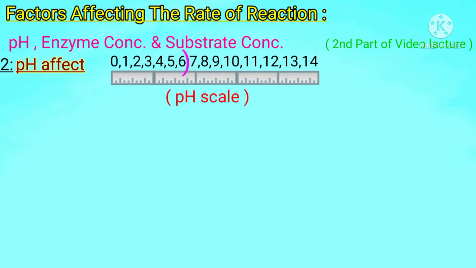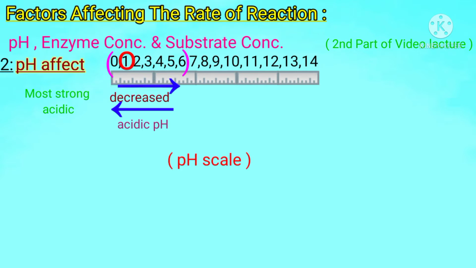Students, from 7 to the left, from 0 to 6, are representing the acidic pH. For example, if a substance is representing 2 pH, then it will be acidic. But if it is representing 4 pH, then it will also be acidic, but less acidic, because moving towards the left, the acidity is increased. So acidity is gradually increased towards 0, and 1 is the most strongly acidic, and this acidity is gradually decreased towards 6, and 6 is the weakest acidic.